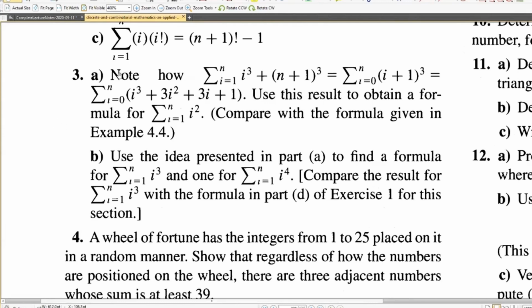All right, question 3. Note how this sum of i cubed plus (n+1) cubed is equal to the sum of (i+1) cubed, which is equal to this thing cubed. Use this result to obtain a formula for the sum of i squared. All right, that is not pretty. Let's see what we can do with it.